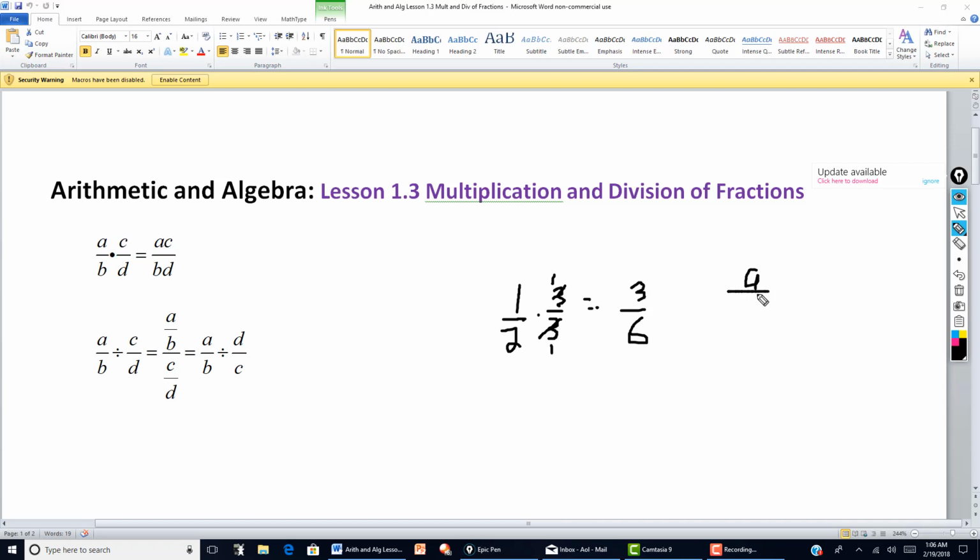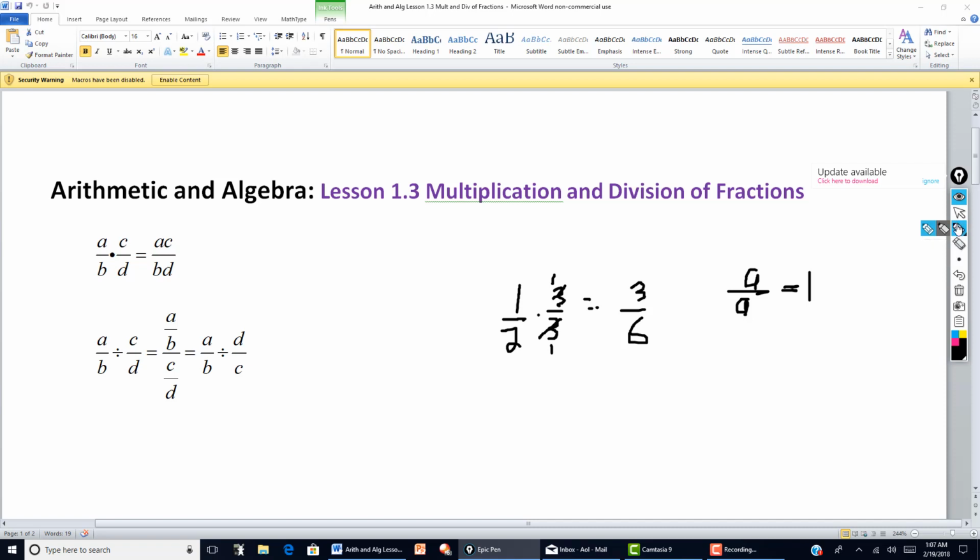Any number a over the same number a is always equal to 1, as long as a is not 0, because you cannot divide by 0. In the same way, I can divide a fraction, the numerator and the denominator, by the same number, and I get the same thing back. So 3 divided by 3 is 1. 6 divided by 3 is 2. So again, those are just facts dealing with fractions.